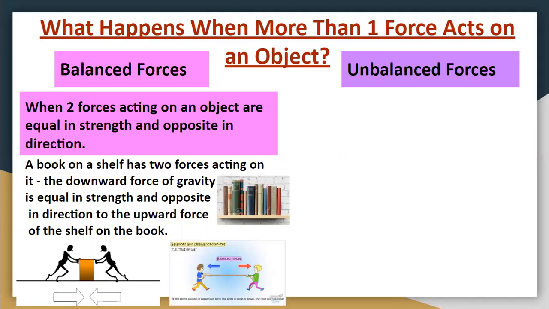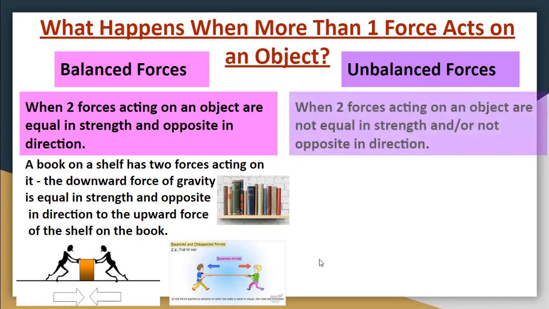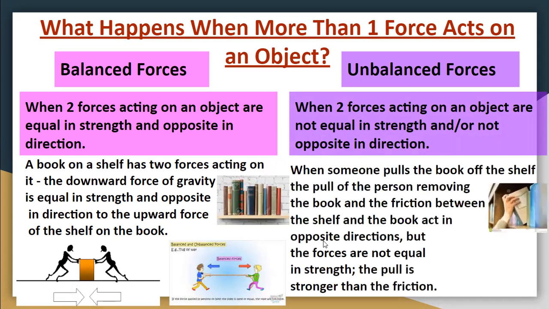So here's an example at the bottom, where you have balanced and unbalanced forces. These here are balanced. One is pushing one way, one's pushing the other way. Here, they're both pulling in the opposite direction. Unbalanced forces are when two forces acting on an object are not equal in strength and/or not opposite in direction. So here's somebody pulling a book off the shelf.